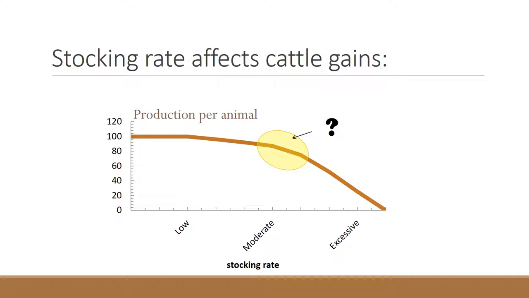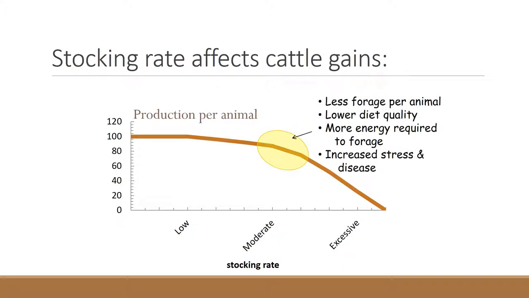Why don't animals gain as well as stocking rate increases? When you get more and more animals in the pasture, each individual animal isn't getting as fat as it could. Why is that? They're not gaining as much weight as they could. Think about that. There are about four or five main reasons.